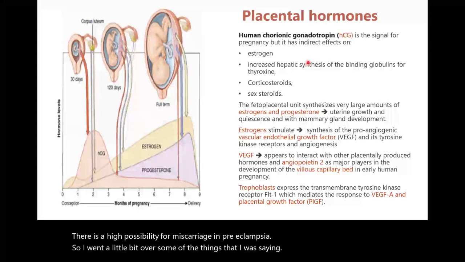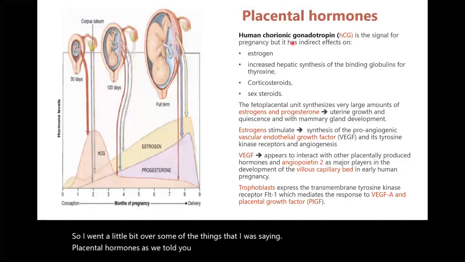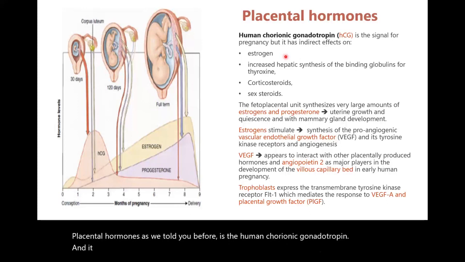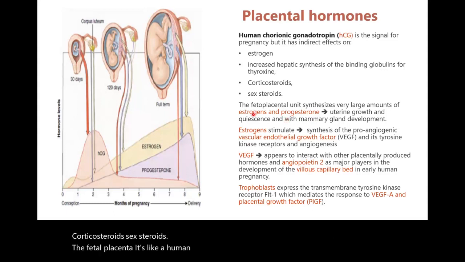Placental hormones, as we told you before, is the human chorionic gonadotropin, and it has effects over estrogen, hepatic synthesis of globulins for thyroxine, corticosteroids, sex steroids. The fetal placenta, it's like a human unit, and it will synthesize also estrogens and progesterone.